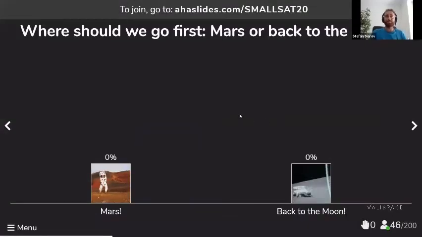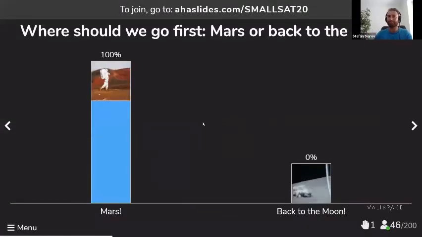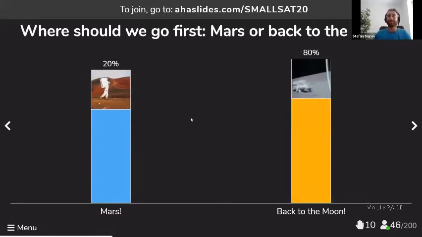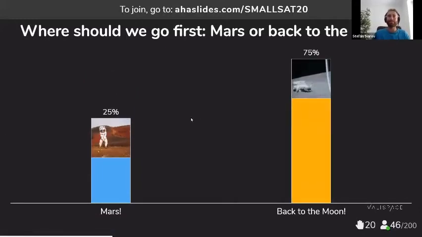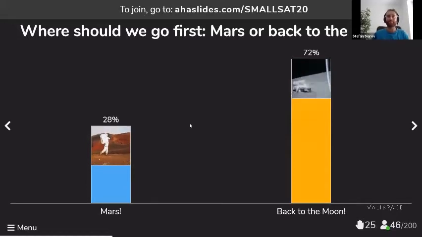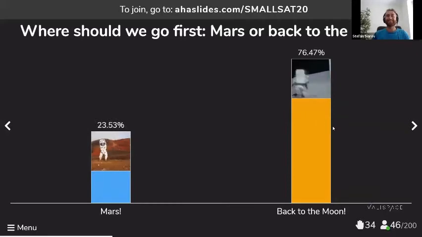Where do you think we should go first, Mars or back to the moon? Okay, the lunar team is growing in numbers very rapidly. Not that many today. Fancying playing golf on Mars, I see. All right, fantastic. All right, so today I imagine that the lessons we'll be learning, aside from SmallSats, I imagine that we can also implement to go back to the moon as well. So thank you for sharing, everyone.